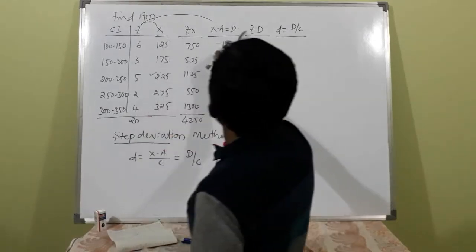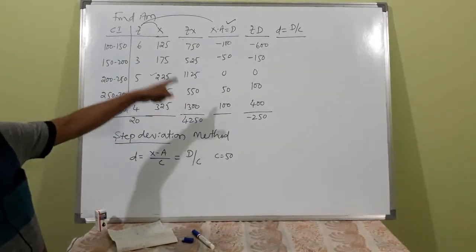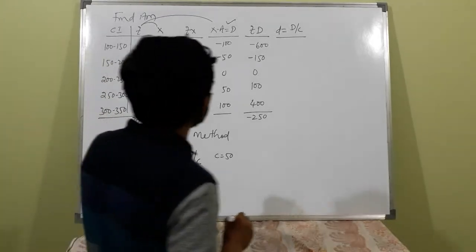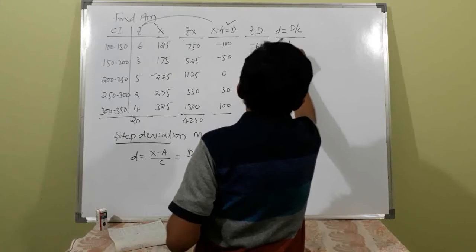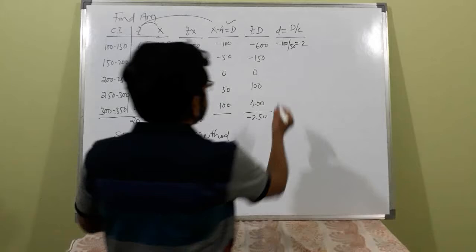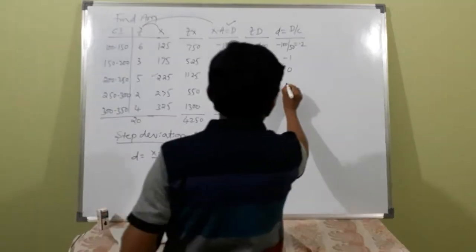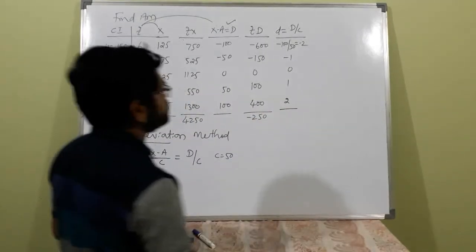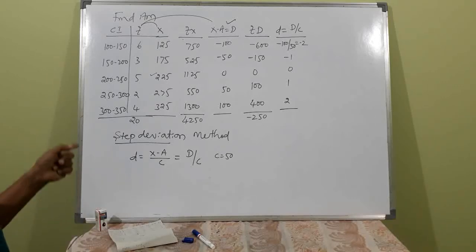That means D is already this column. You have to divide each and every value by C, that means 50. Minus 100 divided by 50 is equal to minus 2. Minus 50 divided by 50, minus 1. 0 by 50, 0. 50 by 50, 1. 100 by 50, that is 2. Don't sum that. You have to sum f into d.